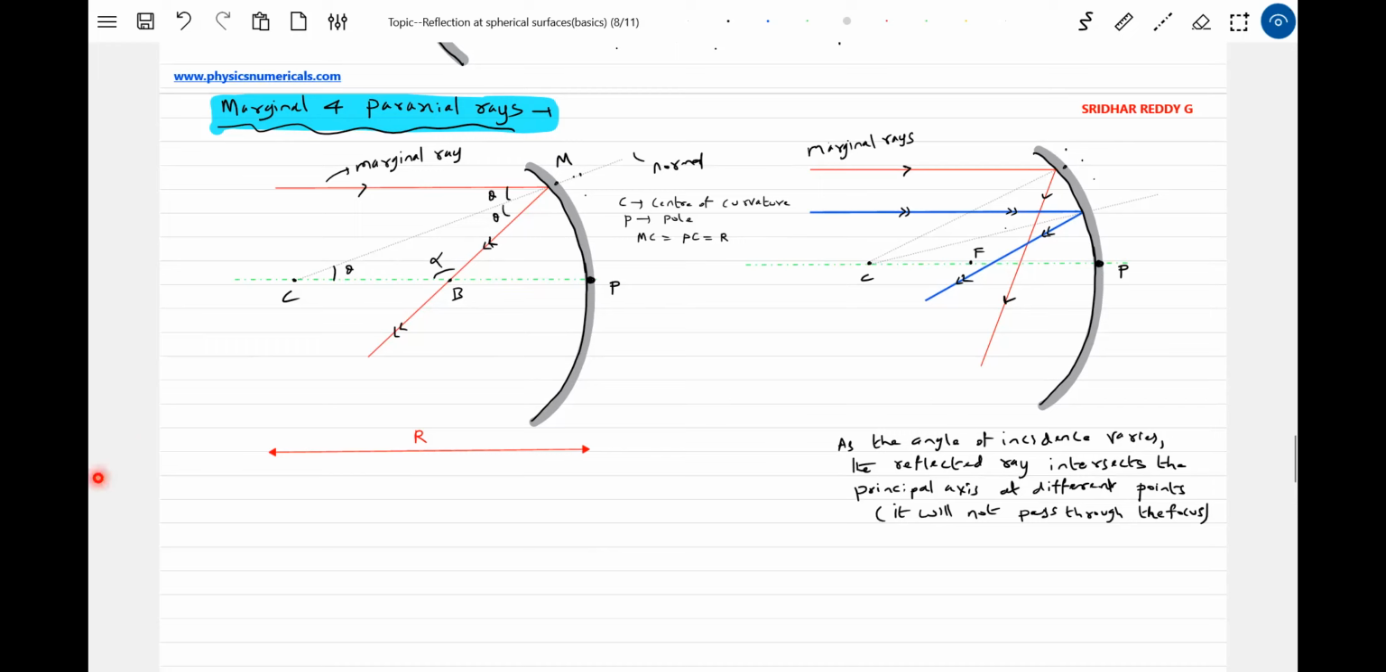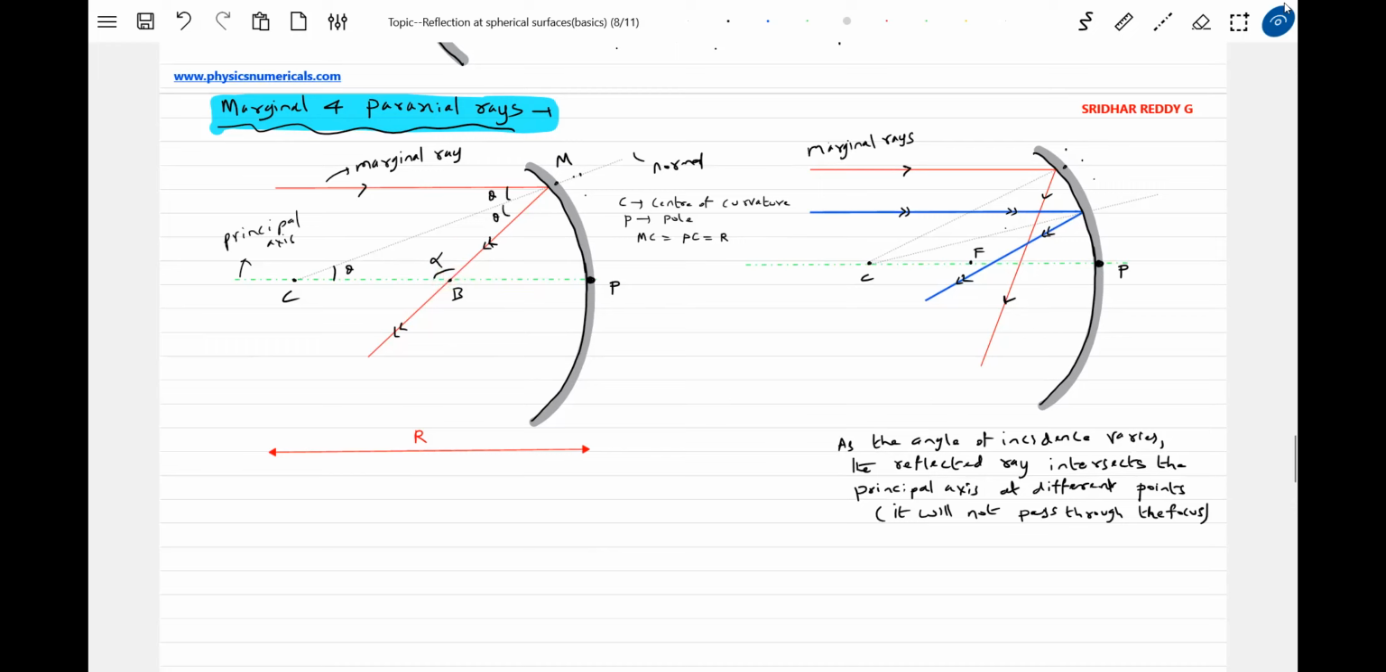Okay, I just took a paraxial marginal ray. So after reflection, where does it meet? It will meet the principal axis at point B. Let's call it the principal axis here after reflection. So what is alpha? Shall we write 180 minus 2 theta?